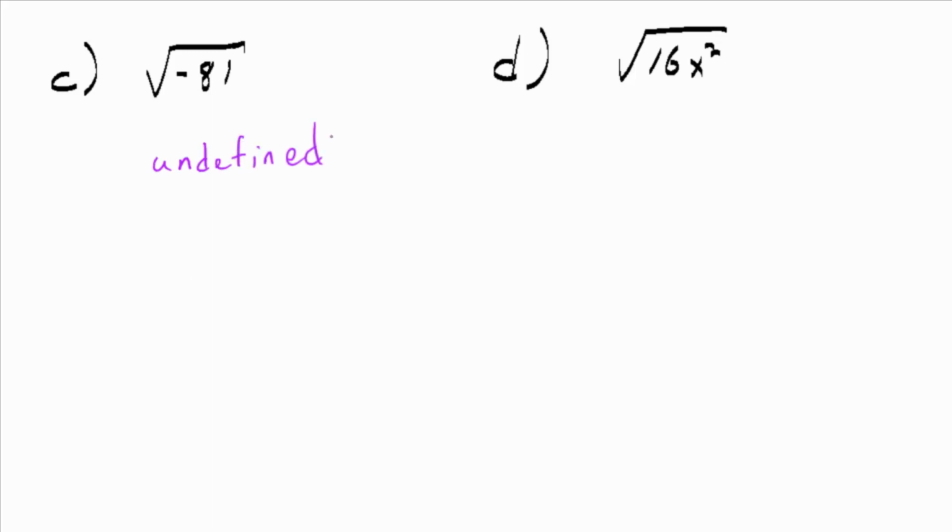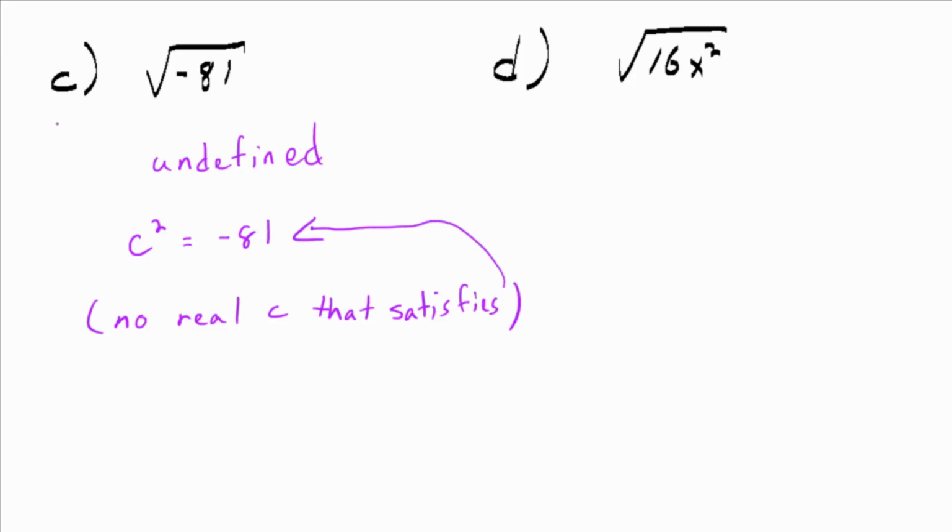So it's undefined, meaning there's no real number c that you can take, square it, and get negative 81. There's no real number c that satisfies this statement. But we'll say undefined. By the end of this chapter, it will be defined. It'll actually be 9i, but we won't worry about that yet.